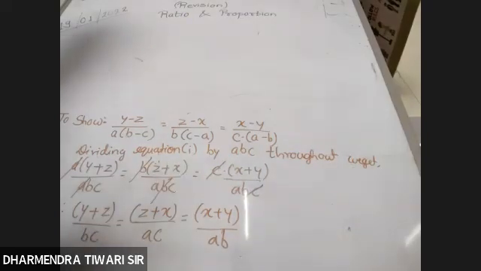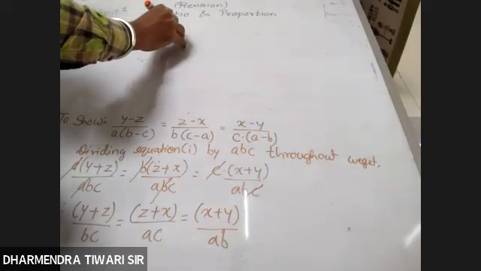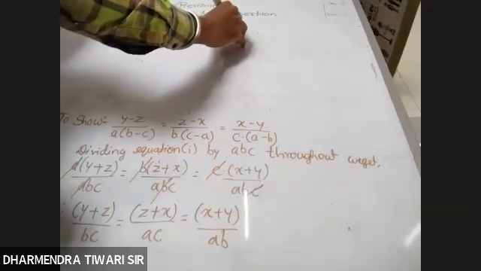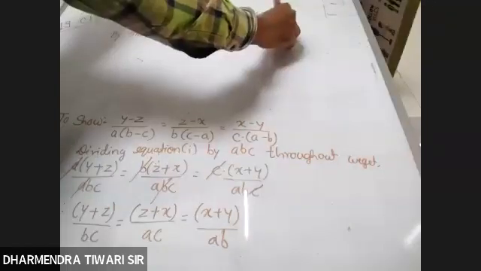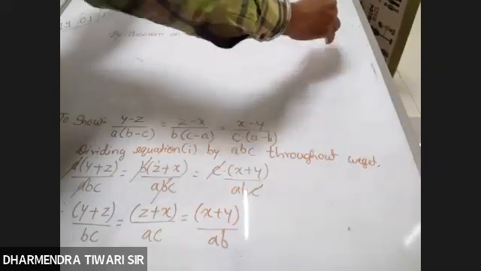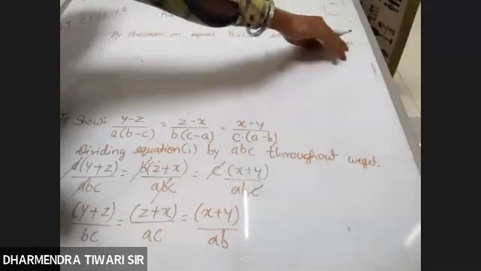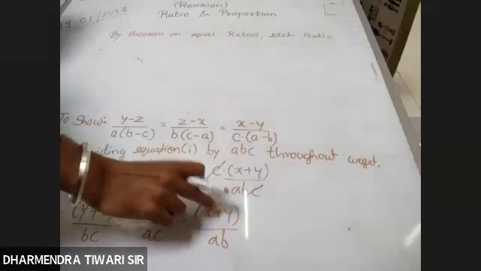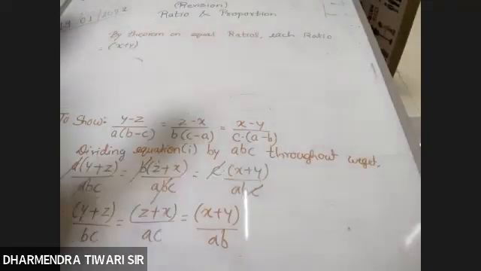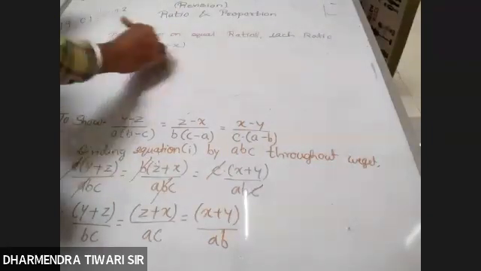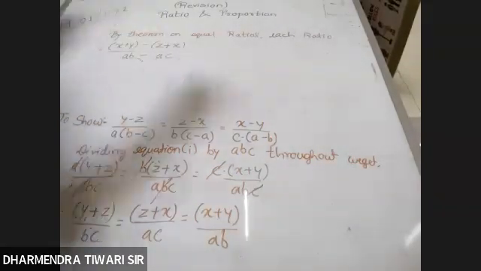By theorem on equal ratios, each ratio is equal to, as we have decided we need to take x plus y first, and I've discussed why, minus z plus x divided by ab minus ac. Hope this step is okay.